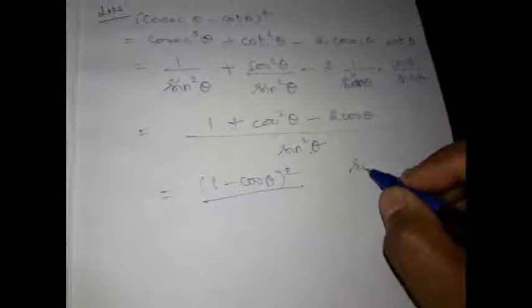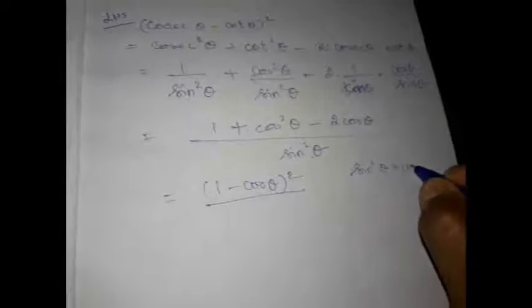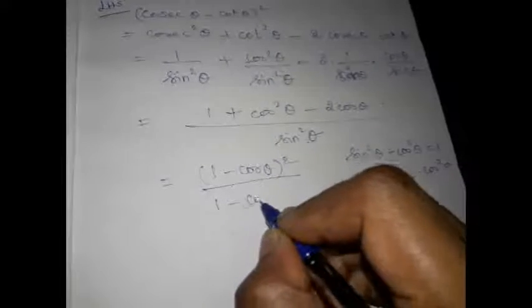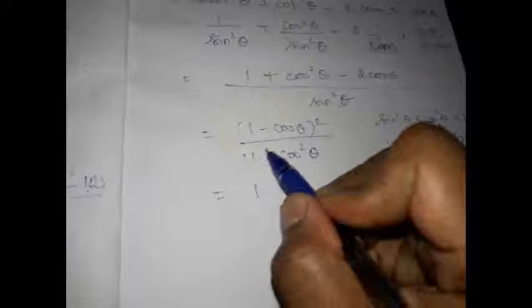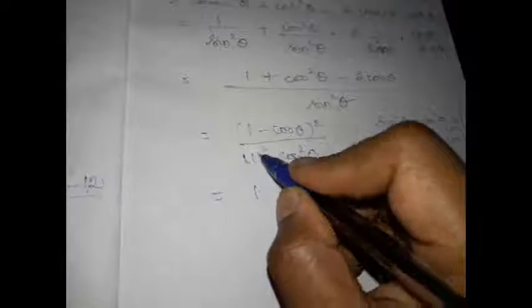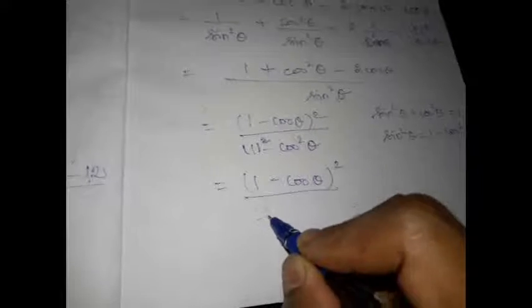our identity. What is our identity? Sine square theta plus cos square theta equals 1. So sine square theta can be written as 1 minus cos square theta. So the denominator we can write as 1 minus cos square theta, right? Immediately when we have the perfect squares, what identity will strike our mind? 1 can be written as 1 square. So a square minus b square identity, which is nothing but a plus b into a minus b, right?